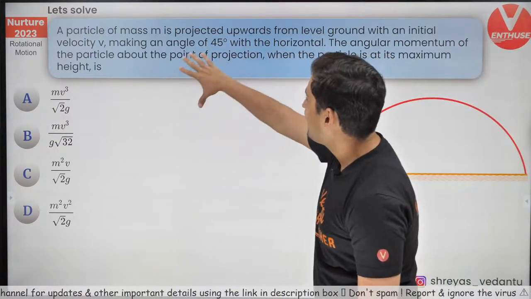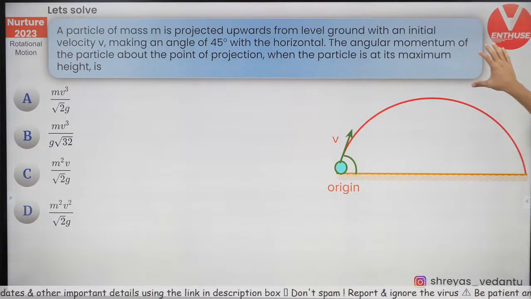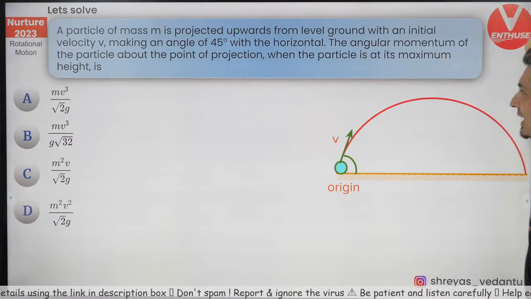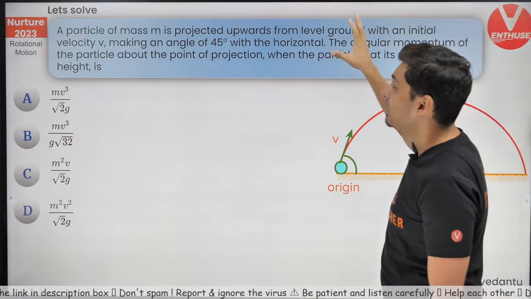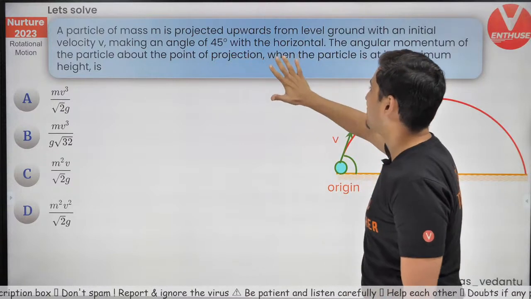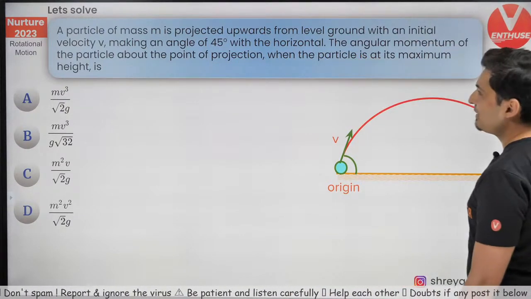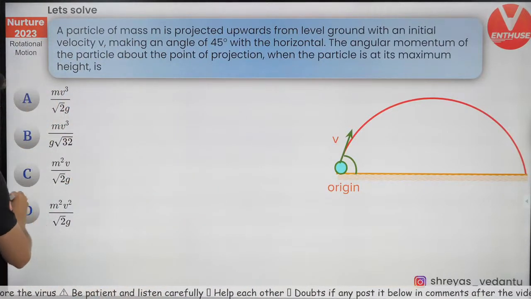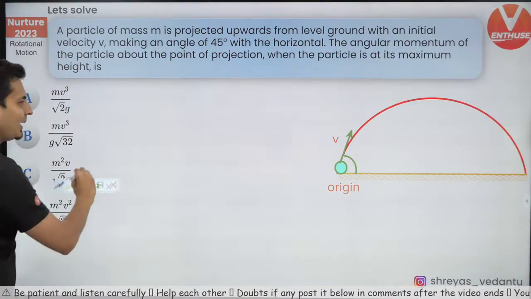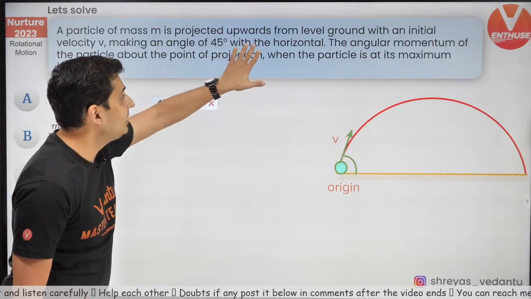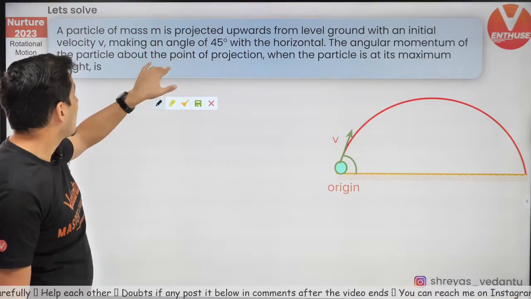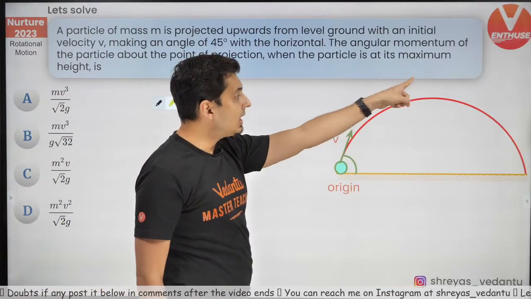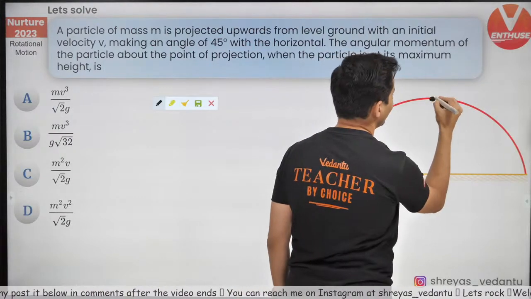A particle of mass m is projected with certain velocity from the ground at an angle of 45 degrees. What is the angular momentum of the particle about the point of projection where the particle is at the maximum height? Interesting question. Projectile motion combined with angular momentum. You have to find the angular momentum about the point of projection, but the particle is over here at the highest point.